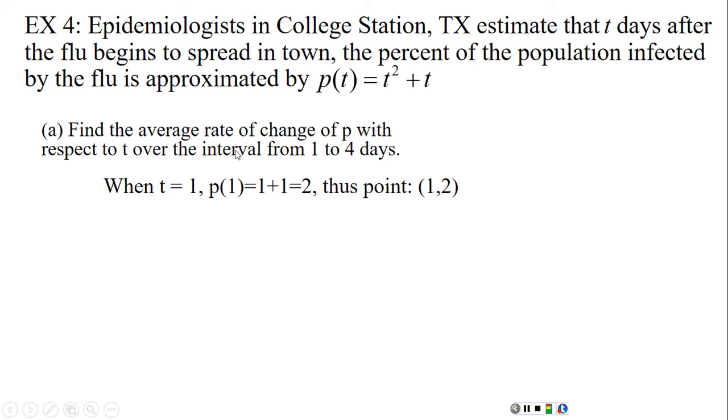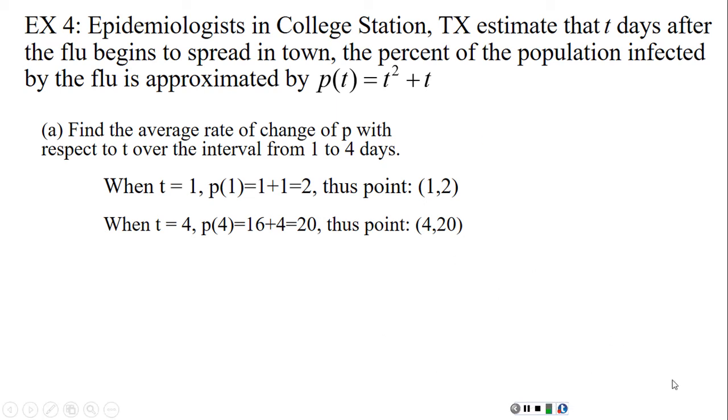I've got to find the other one, so I'm going to take my 4 and plug 4 into my equation. So when t equals 4, plugging it in, p of 4 equals 4 squared, which is 16, plus 4 equals 20. And so my second point is going to be the point (4, 20).